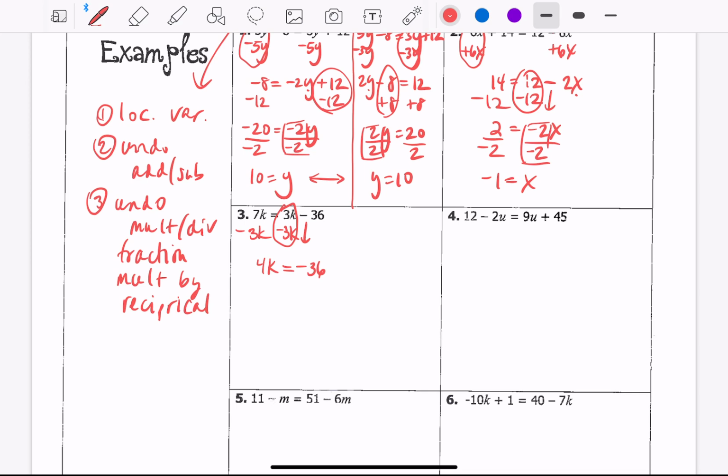Okay, let's go to number 4. Okay, number 4, I have 12 minus 2u equals 9u plus 45. I don't have any parentheses. I don't have like terms on each side, but I do have variables on both sides. So I am going to take this minus 2u and add it to both sides. So on this side, it becomes 0 and it goes away. I end up with 12 equals 9 plus 2u is 11u plus 45. And you're going to finish solving that equation.